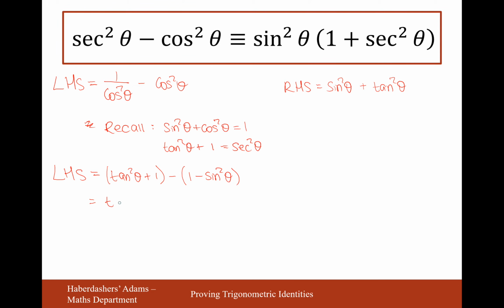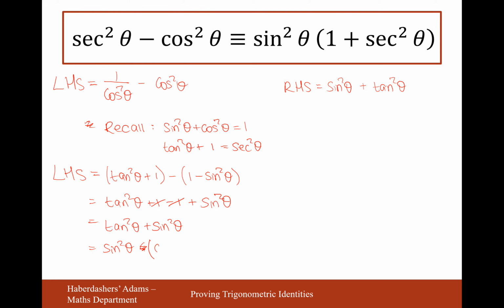So then let's expand the brackets. We're going to get tan squared theta plus 1 minus 1 plus, for the double negative there, sine squared theta. The ones and the minus ones will cancel each other out. So we've now just got tan squared theta plus sine squared theta. Let's now factor out sine squared theta.